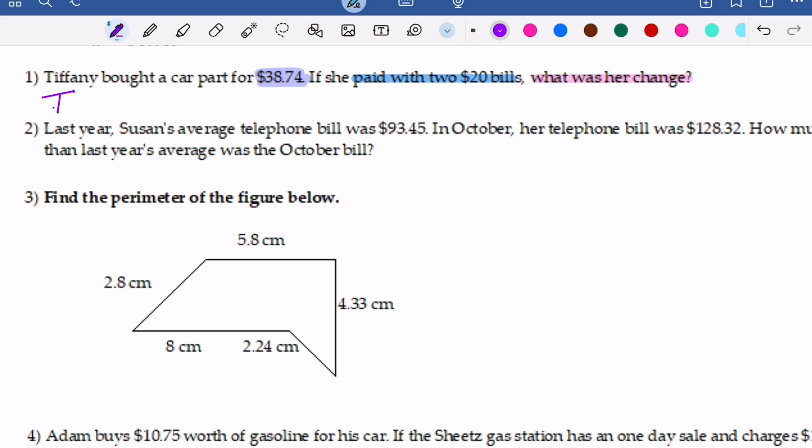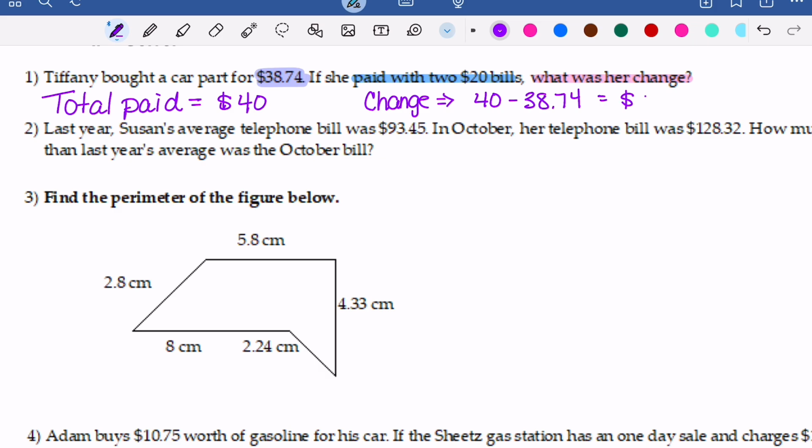So her total paid, we just kind of collect our thoughts, right? She paid with two $20 bills. So she paid $40. So if we wanted to figure out her change, well, she gave them $40, but she only owed $38.74. So to get her change, we're just going to subtract. That means that they owe her back $1.26. And that's it.